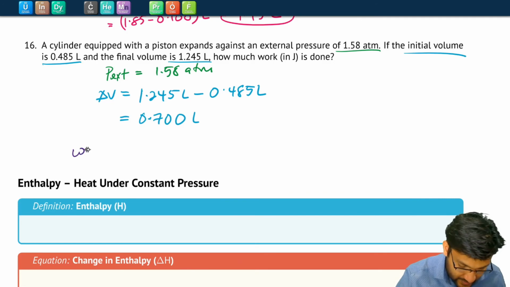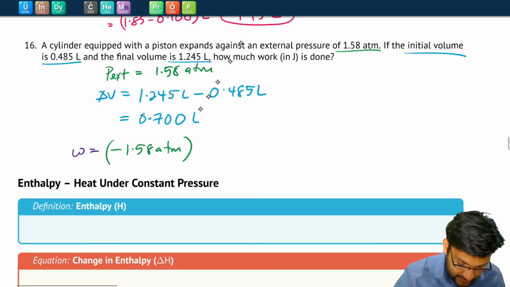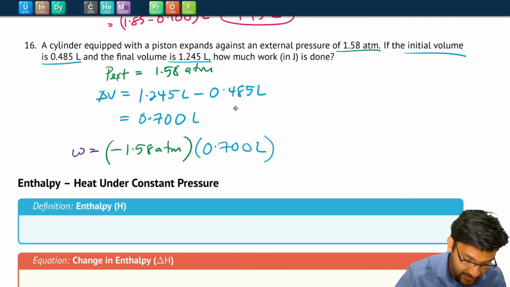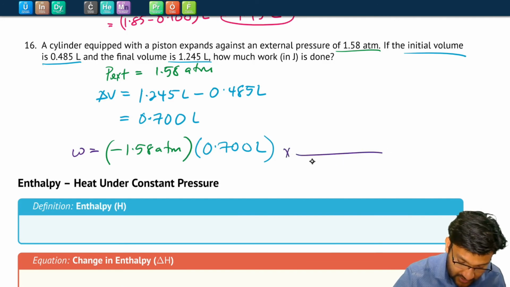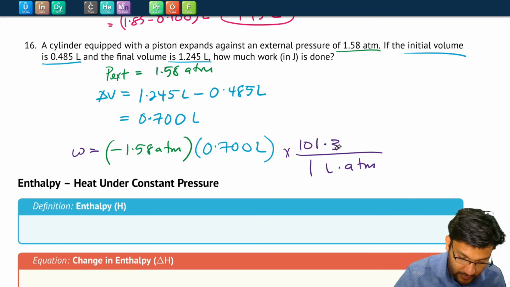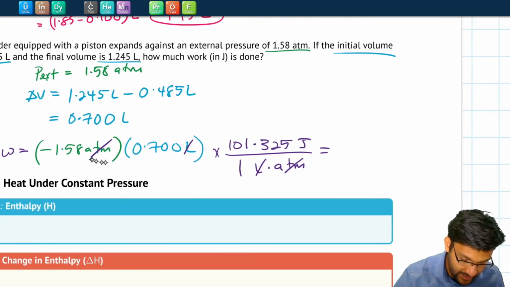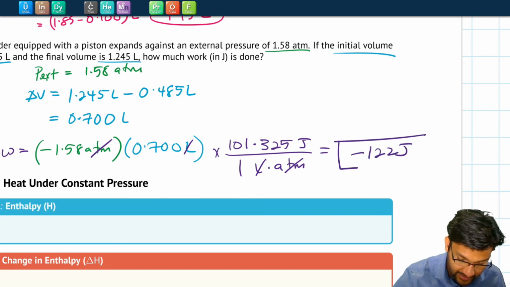So then our work will be negative our external pressure, so negative 1.58 atmospheres, multiplied by our change in volume, so that will be 0.700 liters. This is in atmospheres times liters, so let's convert that to joules. So 1 liter times atmospheres is 101.325 joules. Liters cancel with liters, atmospheres cancel with atmospheres. And so the work done will be negative 1.58 times 0.700 times 101.325. I get negative 122 joules. Again, the sign is important.